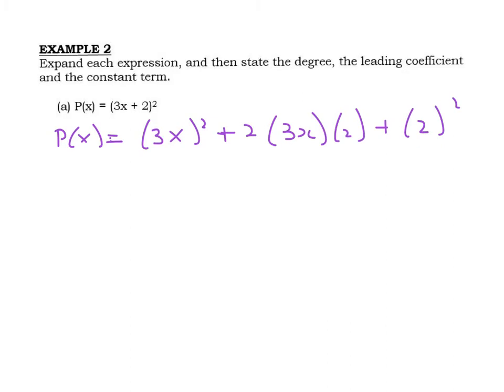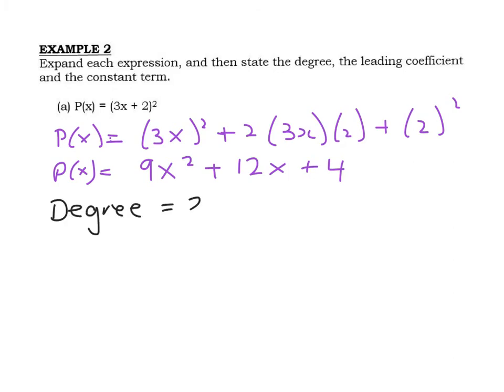plus 2 squared. So p of x is going to equal 9x squared. 2 times 3x is 6x, times another 2 is 12x, and 2 squared is 4. So now we've got our polynomial is equal to 9x squared plus 12x plus 4. So the degree is 2, the highest power is 2 in our polynomial.